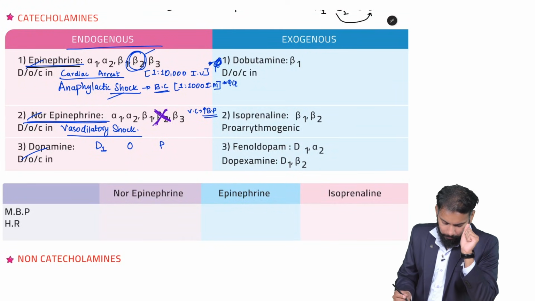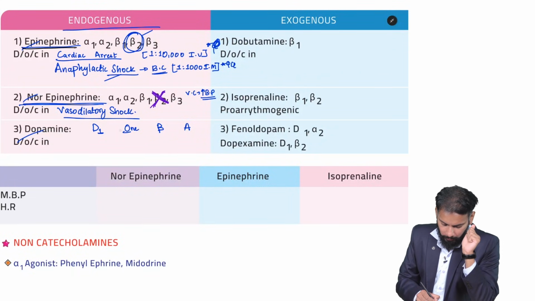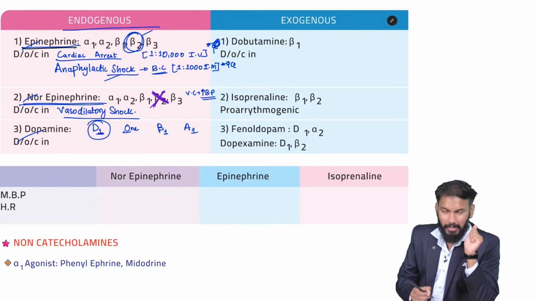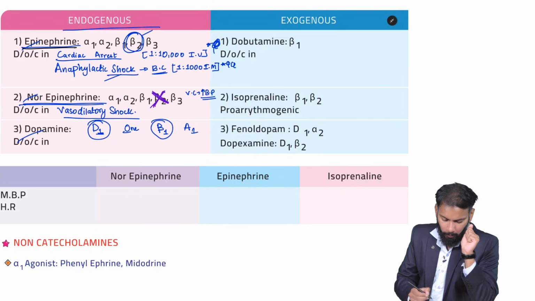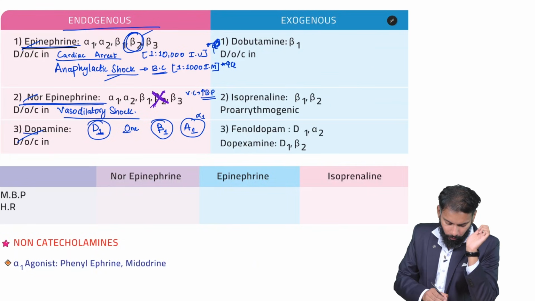Now, it is dopa. Next, P, you can write it like this. It looks like beta. O means 1. So D1, beta 1 and A1, that is alpha 1. So in the lower dose, it acts on D1. In the medium dose, it acts on beta 1. In the high dose, it acts on alpha 1. This is how you can remember the receptor functions of dopamine.